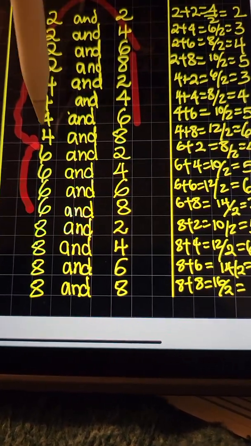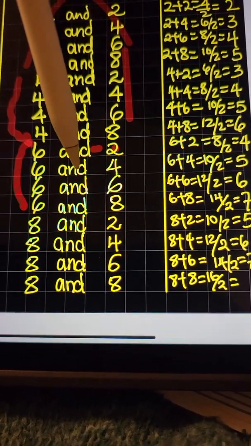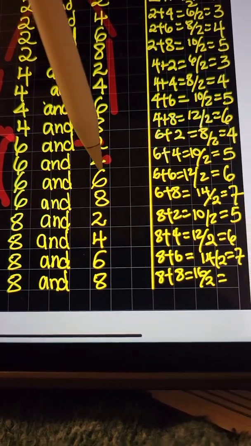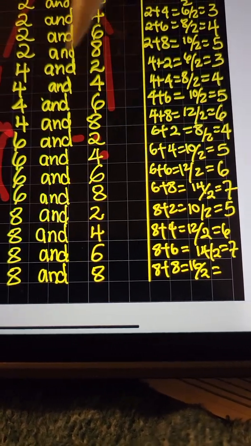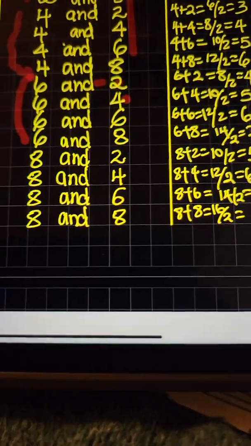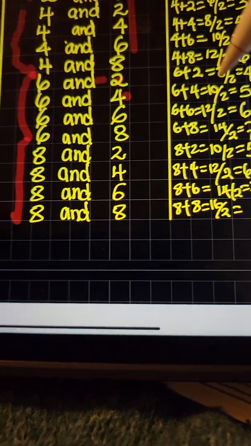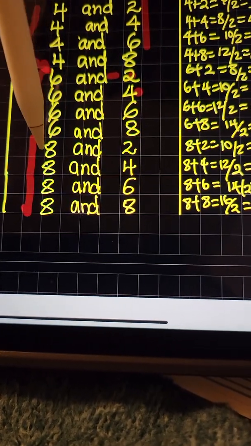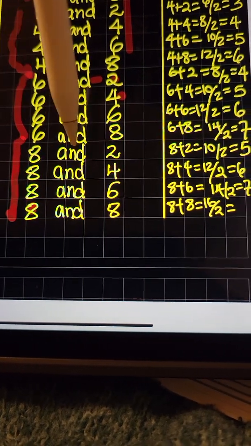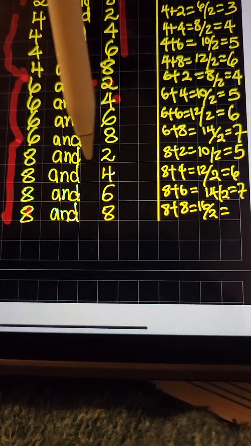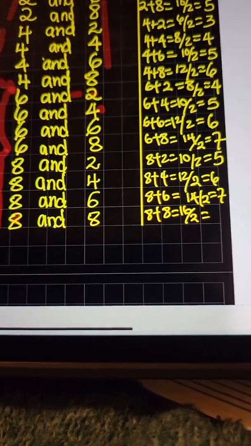6. You have 4 combinations that you can get from 6: 6 and 2, 6 and 4, you can draw 6 and 6, and you can also draw 6 and 8. And then you have the same combinations for 8. So 8 too has these 4 chances of being drawn, which are 8 and 2, 8 and 4, 8 and 6, and 8 and 8.